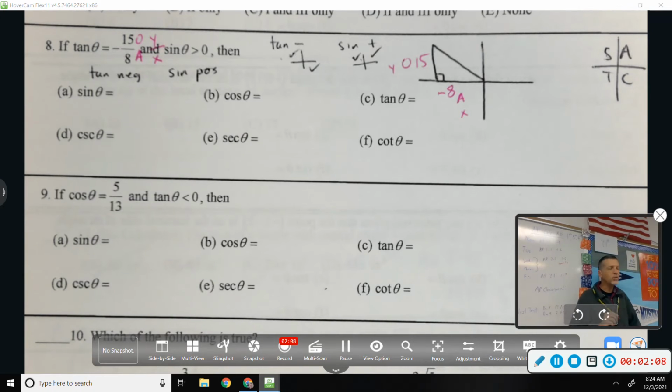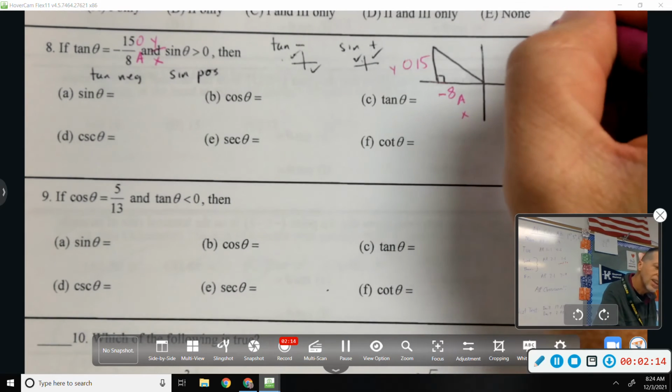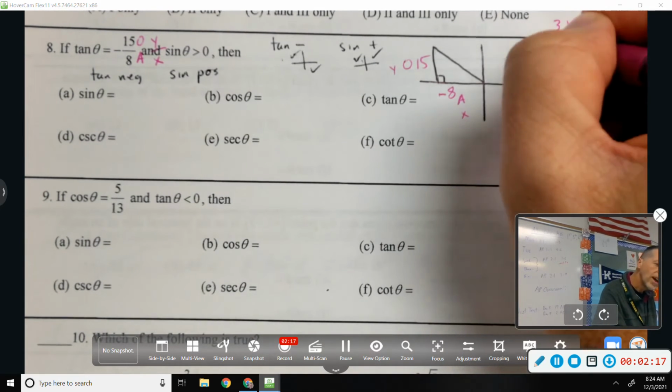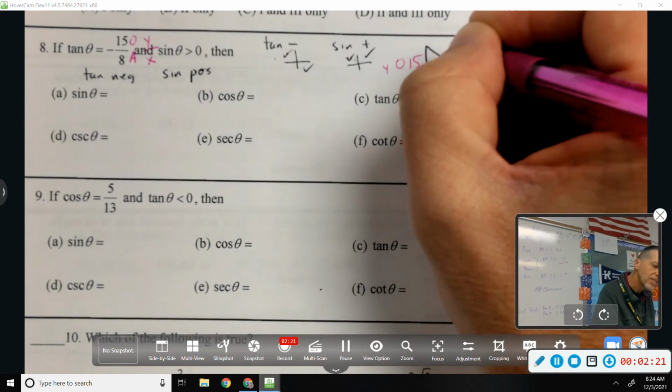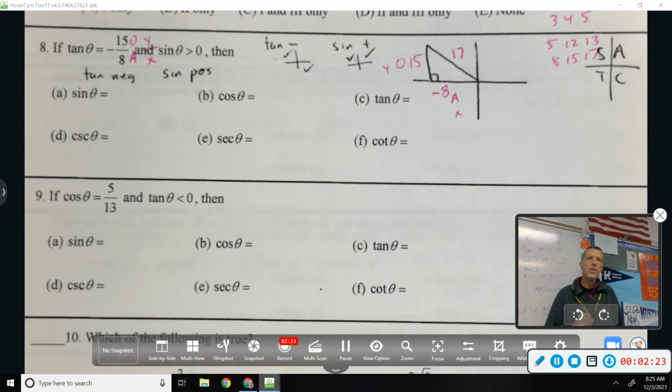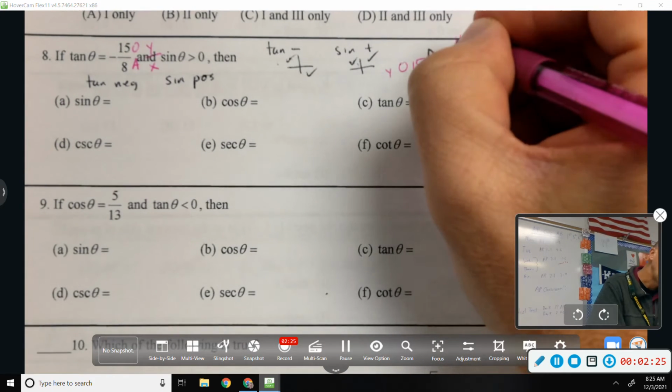And I can do a squared plus b squared equals c squared. Or, if I'm really good, 3, 4, 5, 5, 12, 13, 8, 15, 17 is the hypotenuse.